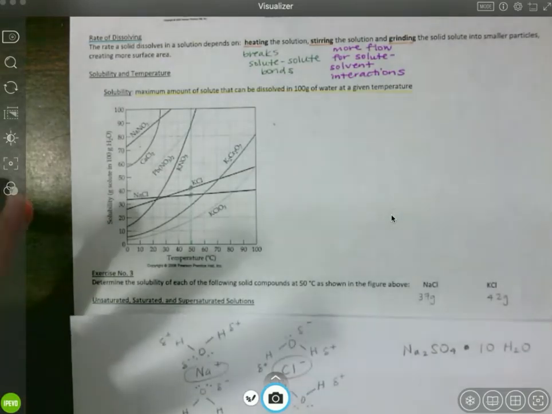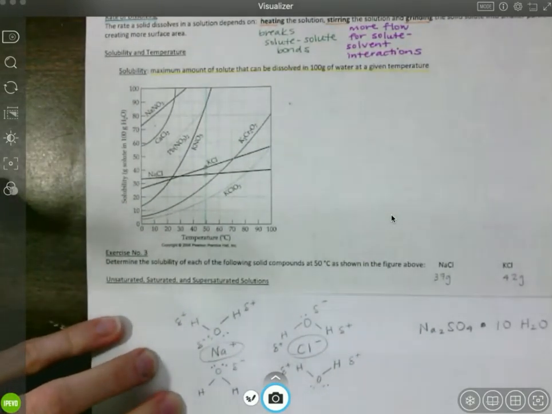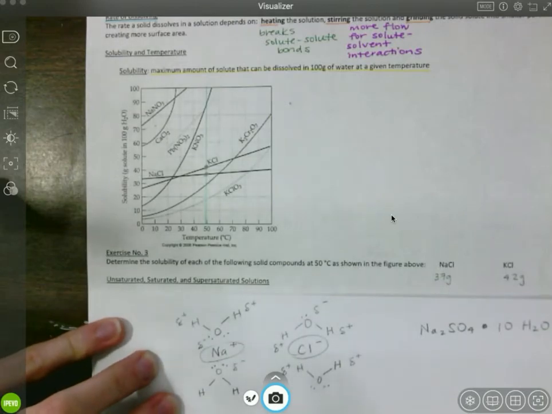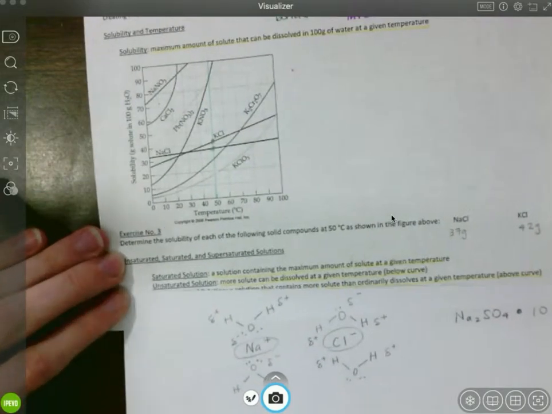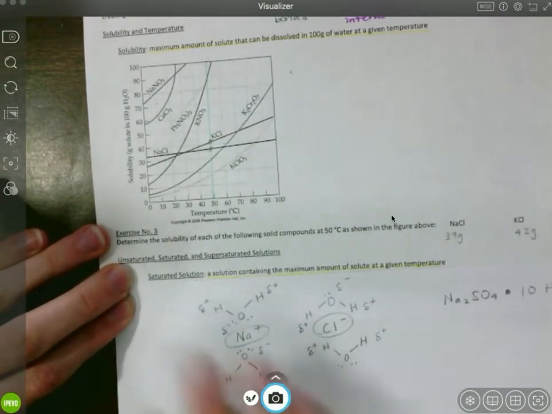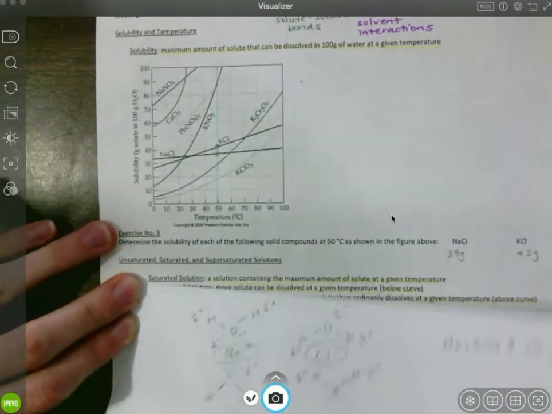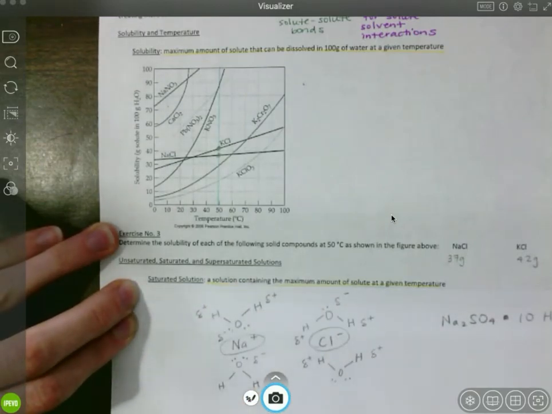So now that we know how to read a solubility curve, we need to talk about what the line means and what else we know from looking at that graph, at that curve. We've got 3 definitions at the bottom of this page. Our first definition is a saturated solution.